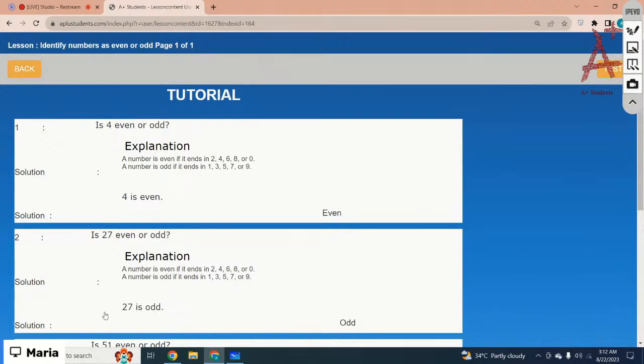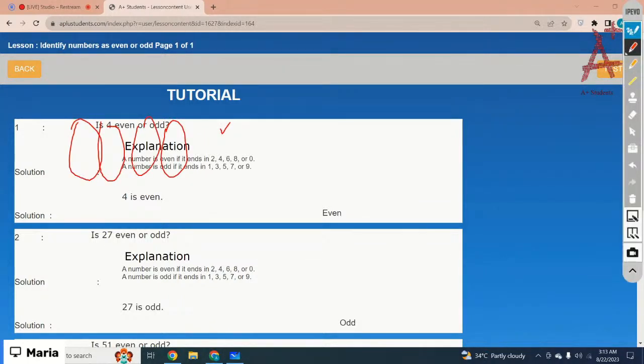Is 27 even or odd? Which is the correct option? Just look at the ones digit. The ones digit of the 27 is 7, right? And 7 is an odd number. You can see here, the ones digit is 7, right? And you can see 7 is here in the list of odd numbers. That means 27 is an odd number, right?